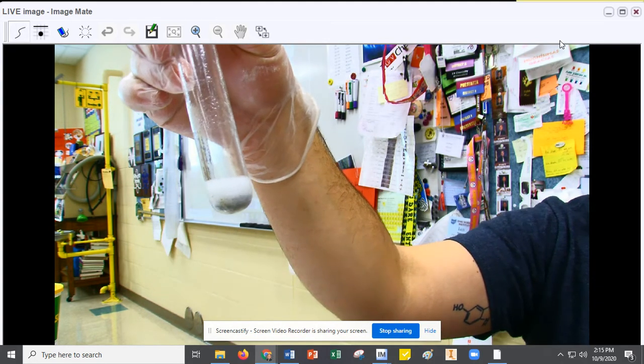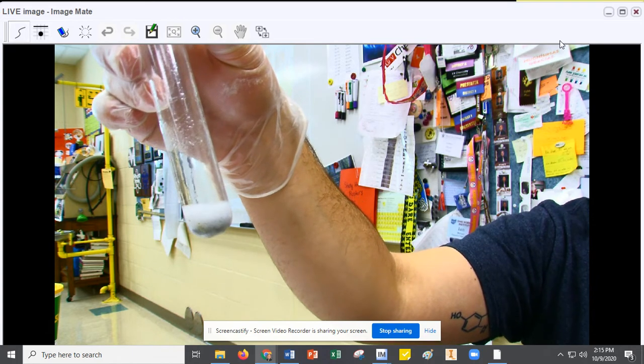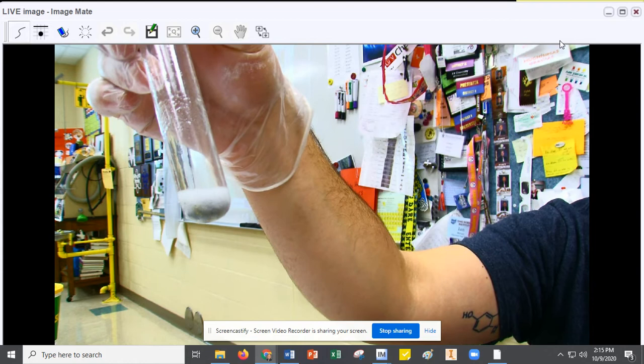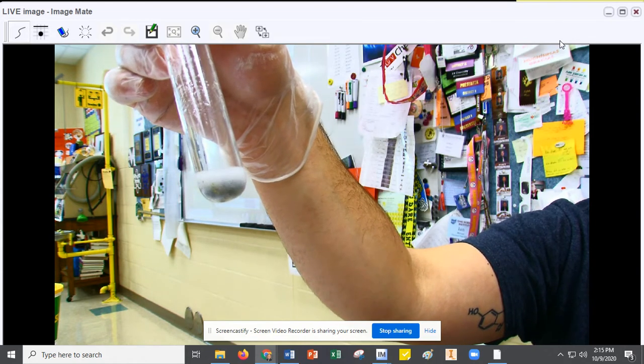That is very toasty. So is this a physical change? Is it a chemical change? Pick one and explain your reasoning.